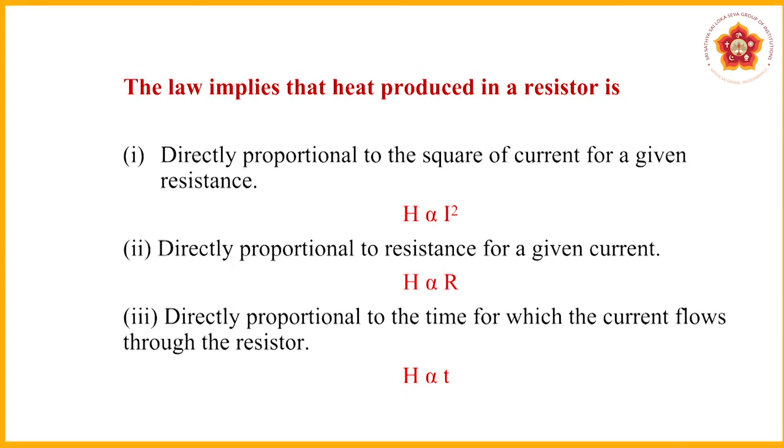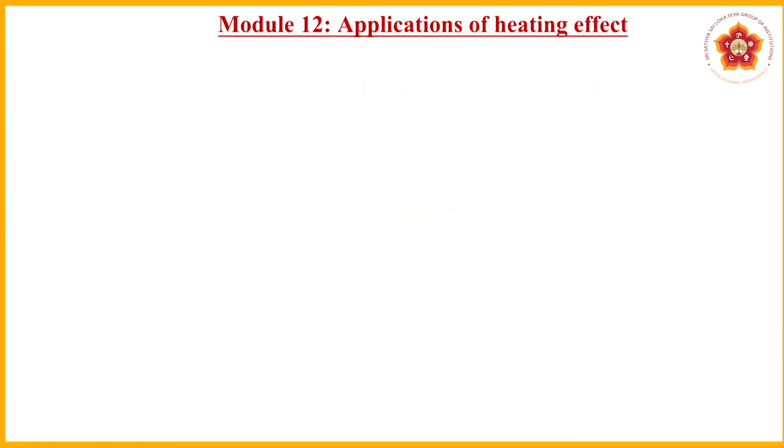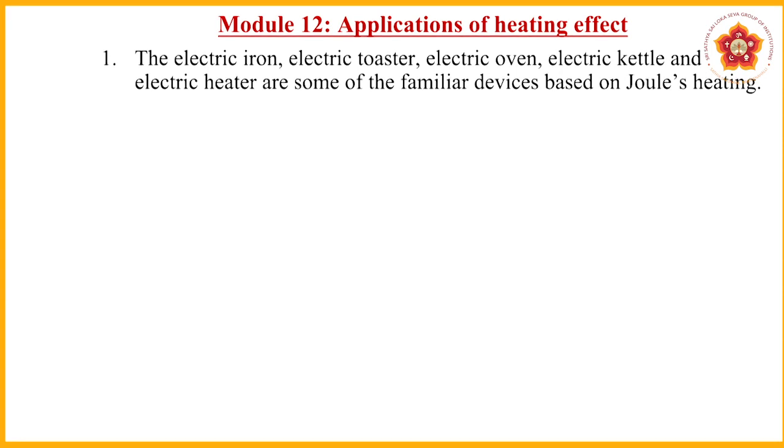So increasing any of these components, or all of these values, will increase the amount of heat generated. Reducing any one of them, or all three parameters, current, resistance or time, will reduce the heat generated. So let us see some of the applications. Electric iron, electric toaster, electric oven, kettle and heater are some of the appliances based on Joule's law of heating.